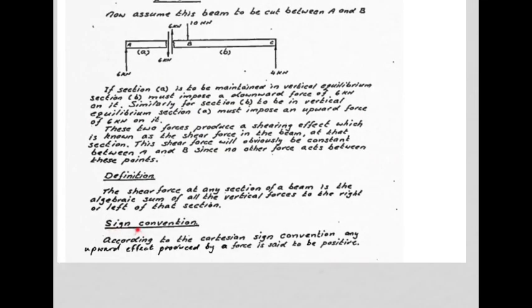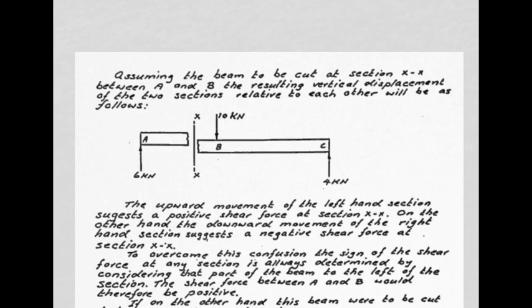Now we need a sign convention, and that is going to be used as follows. Any upward effect produced by a force is said to be positive. So upward effect suggests that what we saw here with the left-hand side exposed and the 6 kilonewtons pressing upwards is an upward effect. So we're going to refer to this as positive shear. And you'll see when we get to the drawing, the shear force diagram, we do indicate that as positive, in other words, above the line.